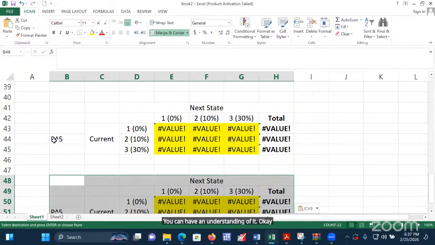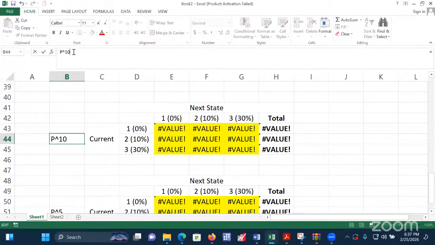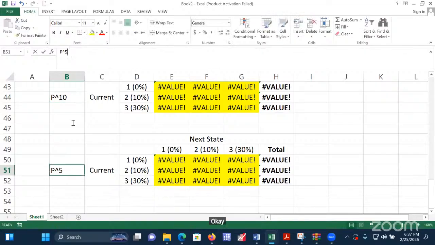Okay, so I want to do P to the power of 10. And I'll do P to the power of 20. Okay? So let me delete.